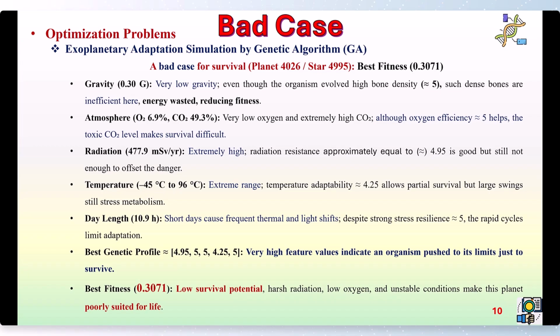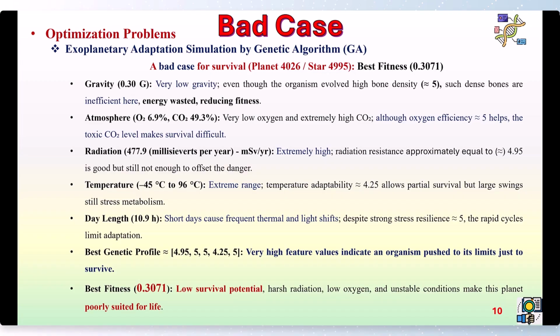That means a lot of carbon dioxide. So we are going to have very low oxygen and extremely high carbon dioxide. Although oxygen efficiency is approximately equal to 5, which helps, meaning a lot of mutation happened, the toxic carbon dioxide level makes survival difficult. Also for the radiation, we have 479 millisieverts per year, or mSv per year, which is extremely high. Radiation resistance is approximately equal to 4.9, almost 5, which is good, but it's still not enough to offset the danger.